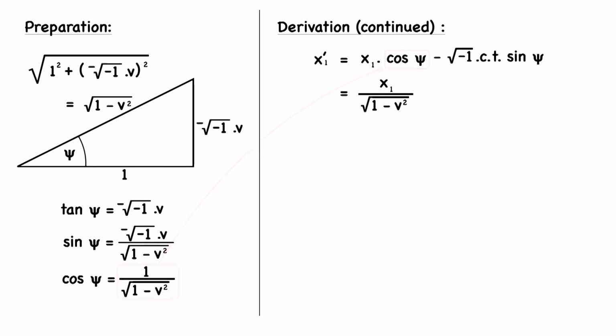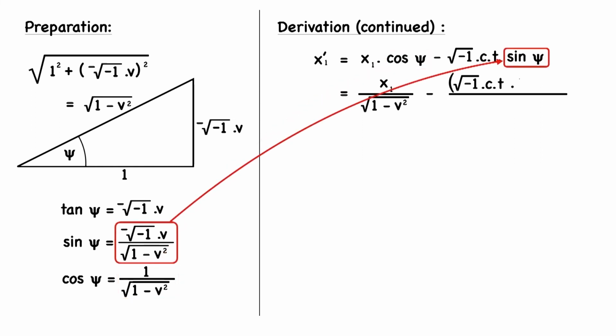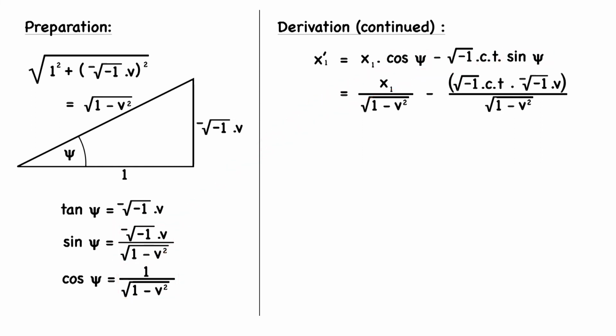And now the sine term for its new equivalent term, like this. Well, there's a common denominator there, and a couple of square root minus 1s that just multiply out to give 1, so this lot simplifies to just this. Okay, that wasn't too bad. Let's do similar for the second equation.